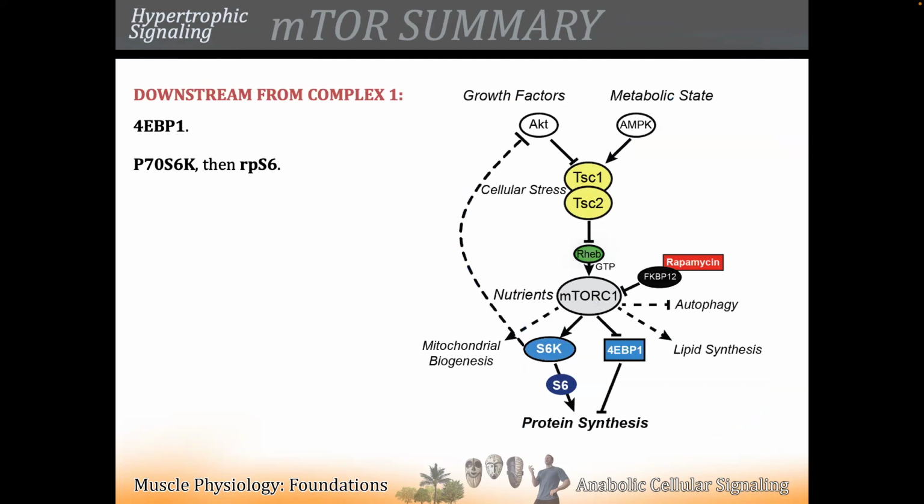4EBP1, that's an inhibitor of protein translation. So when mTOR phosphorylates it, it shuts it off, so it relieves the inhibition. And then P70S6K is a kinase. And what it's phosphorylating is ribosomal protein S6, and that promotes protein translation. So mTOR is turning that on.